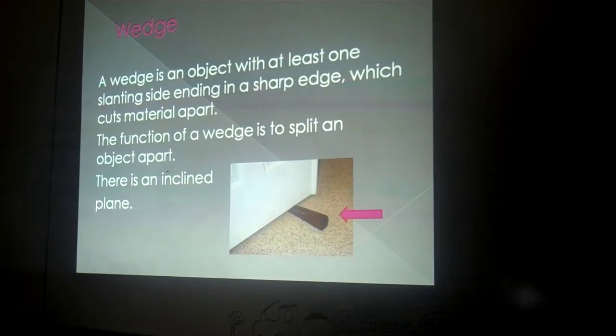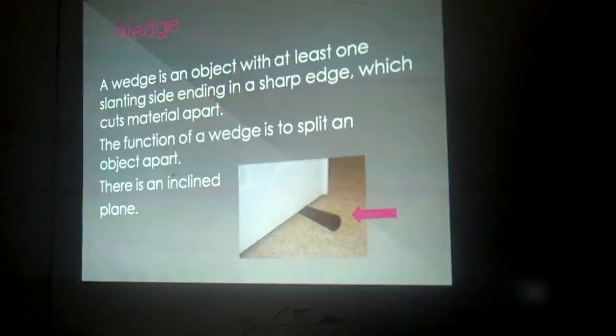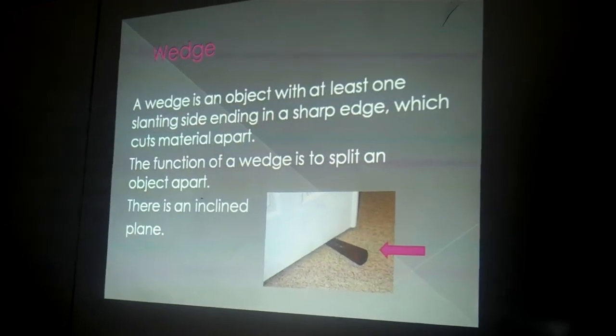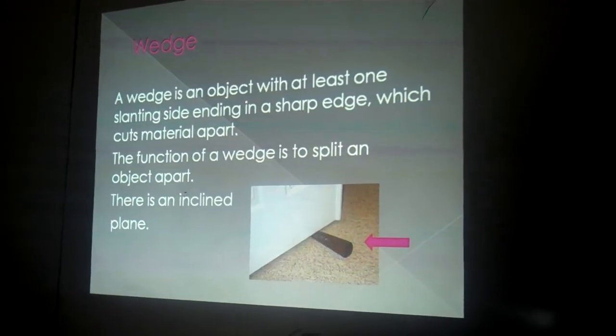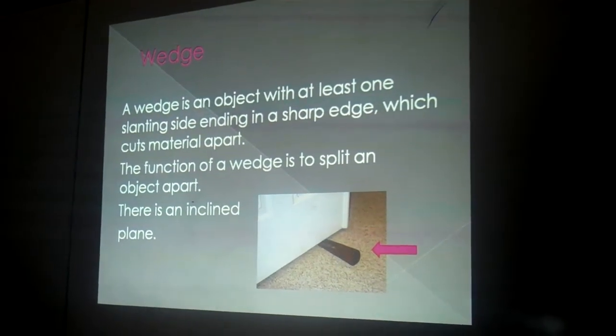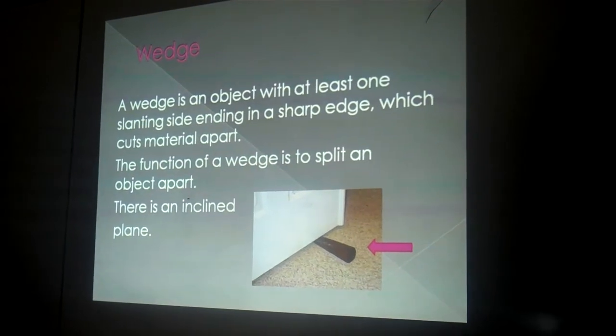Okay, a wedge is an object with at least one slanting side ending in a sharp edge, which cuts material apart. The function of a wedge is to split an object apart. There is an incline plane. You're not really splitting an edge or something apart in this picture, but you're keeping the door from going any farther underground.